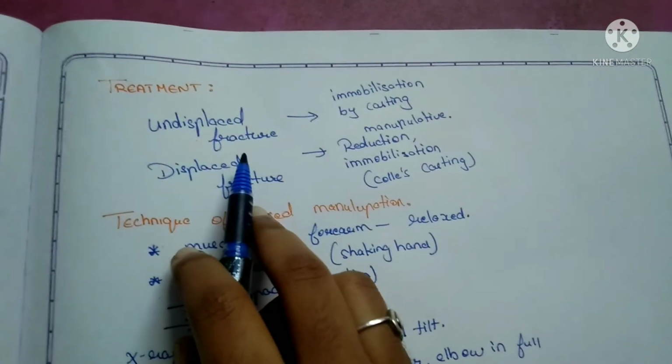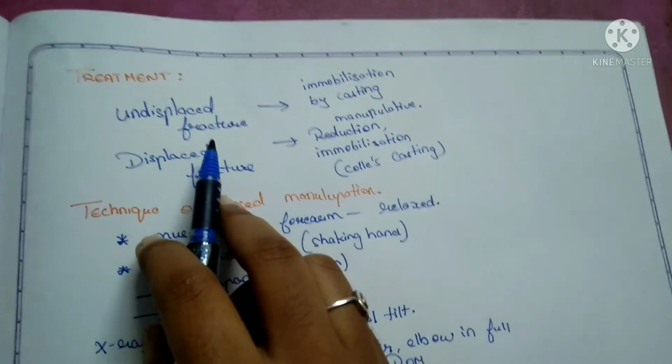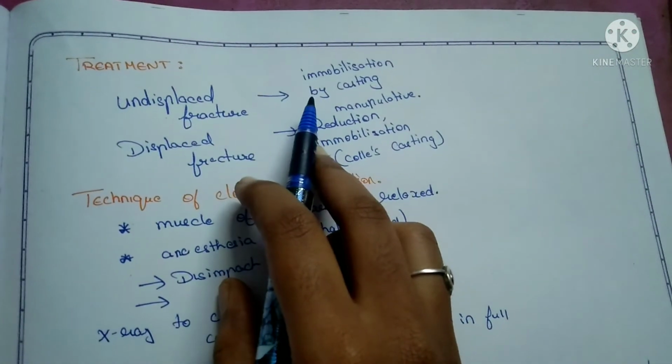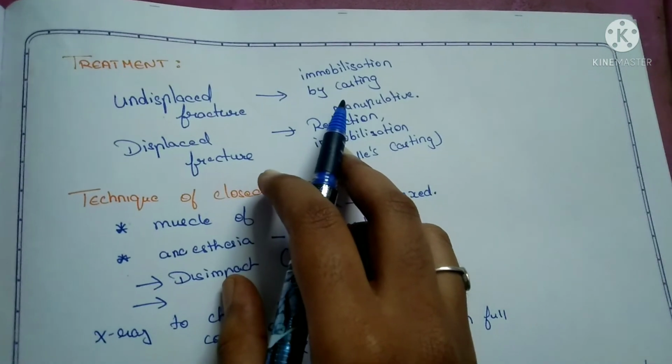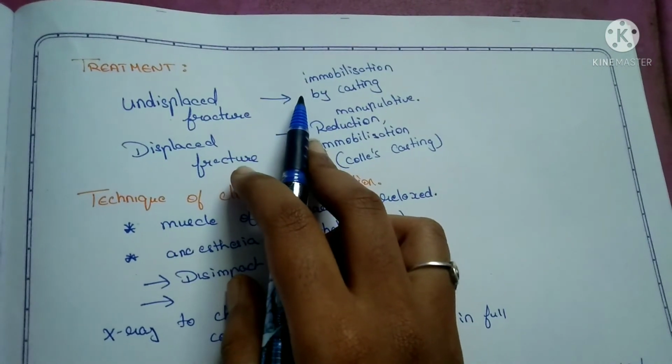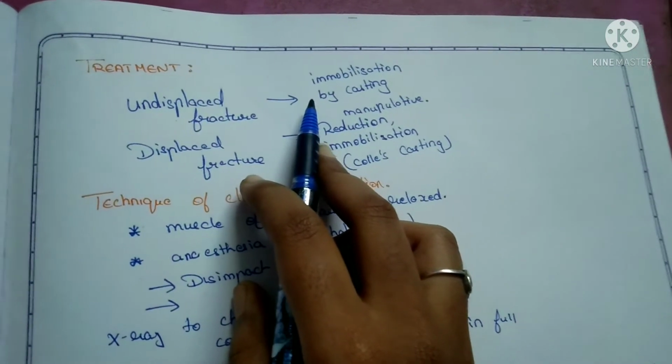Treatment for Colles fracture. If it is an undisplaced fracture, then immobilization alone is enough, with a plaster cast for about 6 weeks.